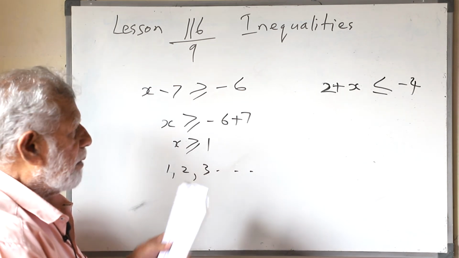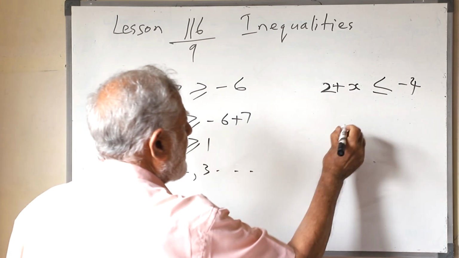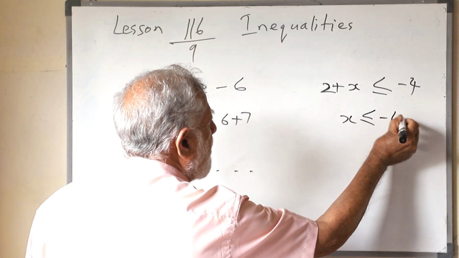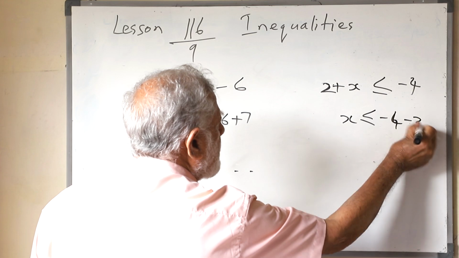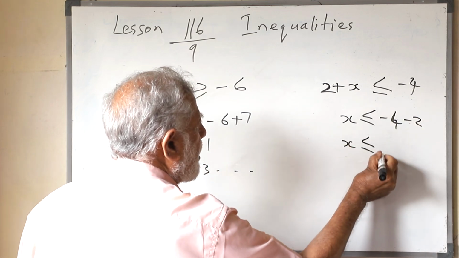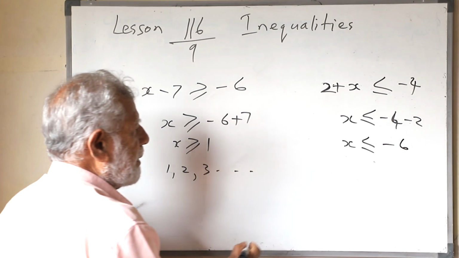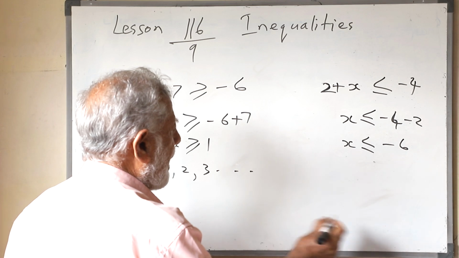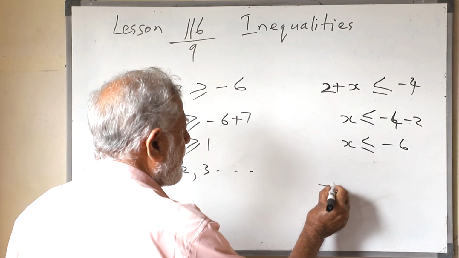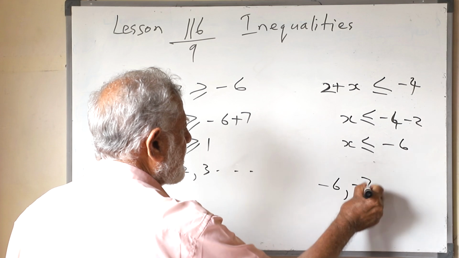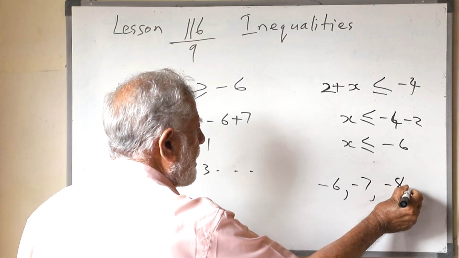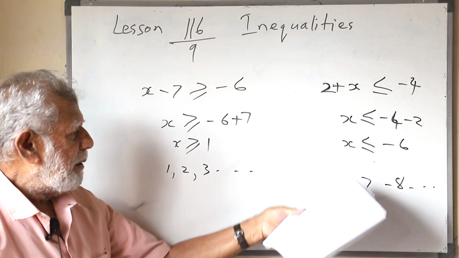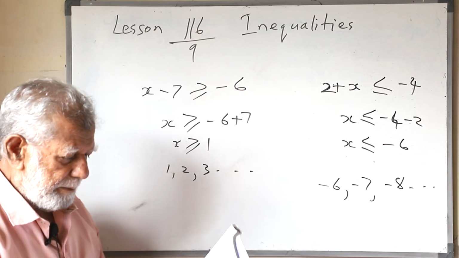2 plus x is less than or equal to minus 4. So, what you do is keep the x on this side and bring the 2 to that side. So, x is less than or equal to minus 4 minus 2. So, x is less than or equal to minus 6. You have to be careful and use the number line. Less than or equal to, so you have to take minus 6 also: minus 6, minus 7, minus 8 and continue like that, according to the number line. So, these are the integral values of that inequality.